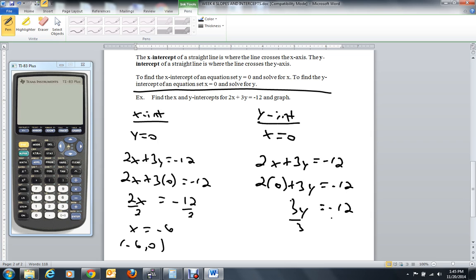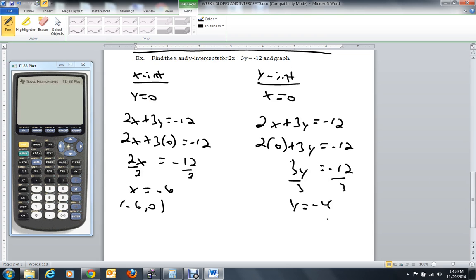Divide both sides by 3 to find y, and we get y equals negative 4, which means that our y-intercept is 0 comma negative 4.